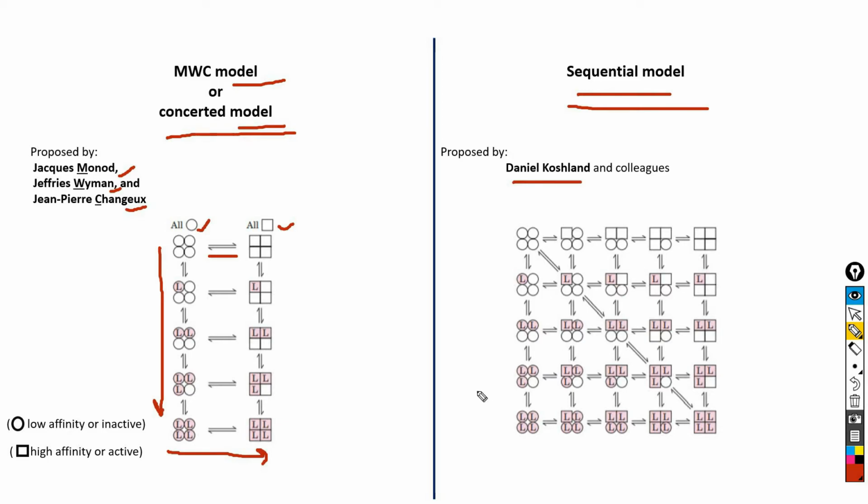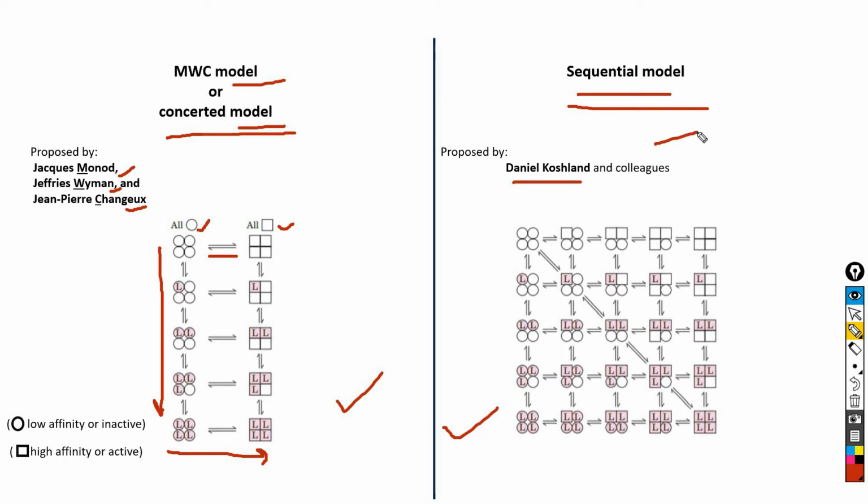So according to the sequential model, each individual subunit of a protein can be either in low affinity conformation or high affinity conformation, and the ligand binding to an individual subunit induces a change in the conformation of that subunit, which also causes a similar change in the adjacent subunits. Therefore, more potential intermediates are possible in the sequential model as compared to the MWC model, as you can see here. And these two models are not mutually exclusive, but the concerted model is viewed as an all-or-none limiting case of the sequential model.